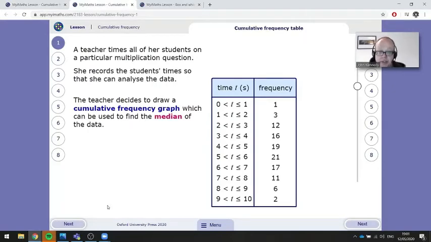This is a different example. This time we're looking at a set of data where a teacher has timed people to answer a question. And there were certain people who got the question after a certain amount of time.